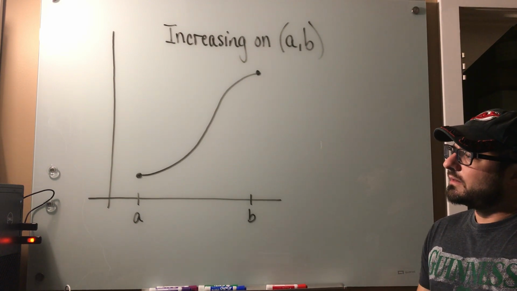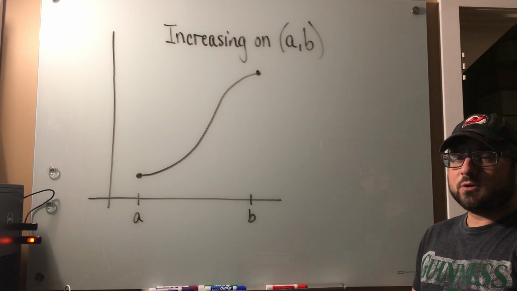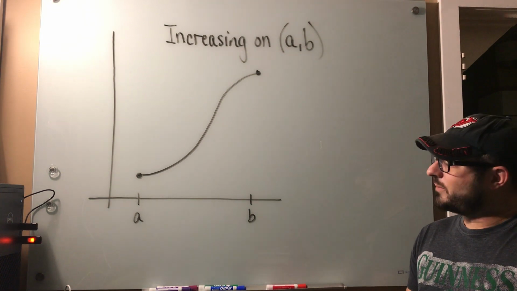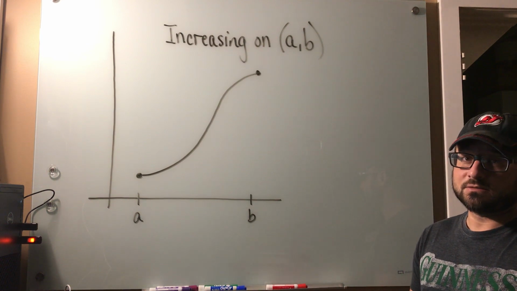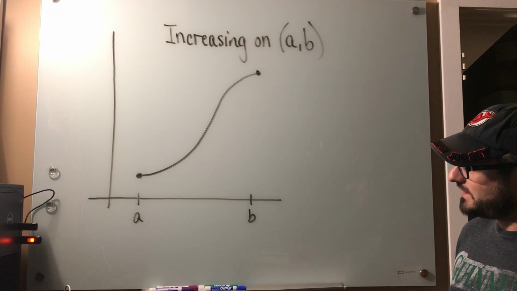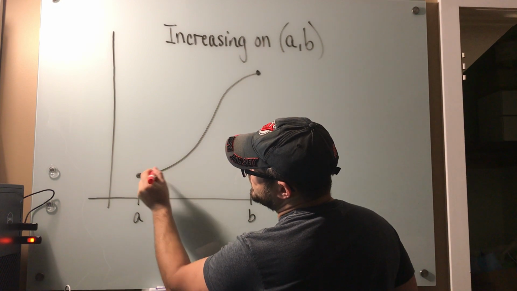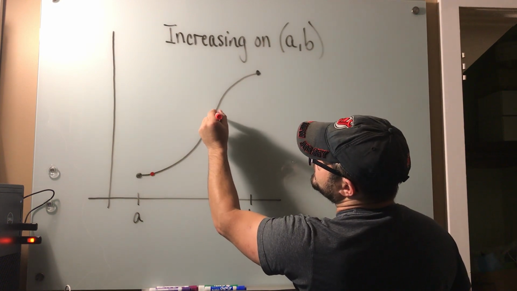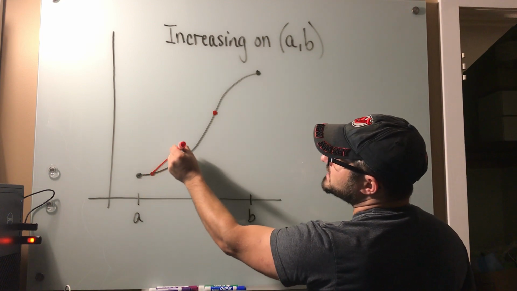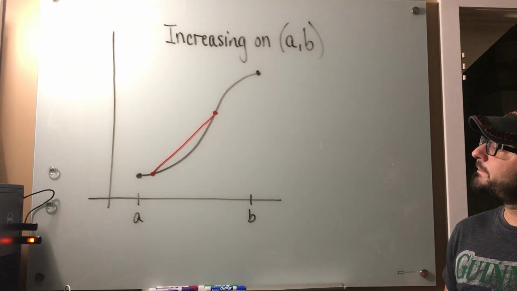But the definition of increasing, it's described many ways, but basically what it boils down to is that the average rate of change is positive no matter what 2 points you pick within this interval. Now, it doesn't have to be the end points. It can be any 2 points. So for example, suppose I chose a point here and a point here. If I were to connect those 2 points with a line segment, that line segment would have a positive slope.